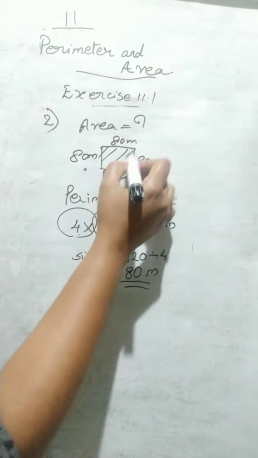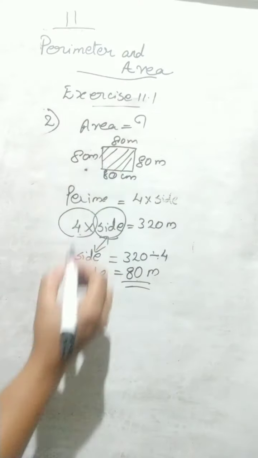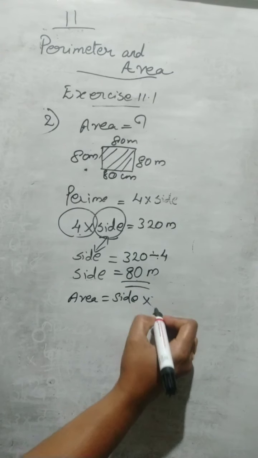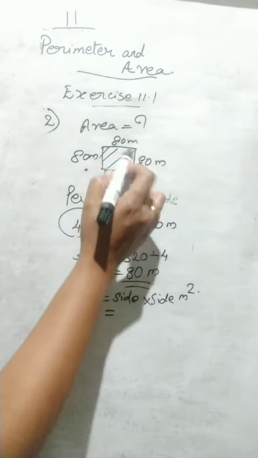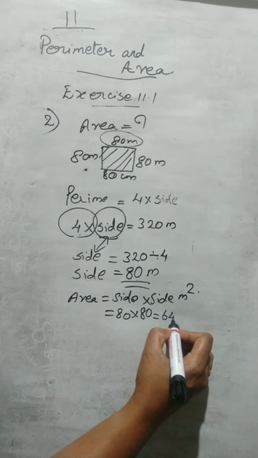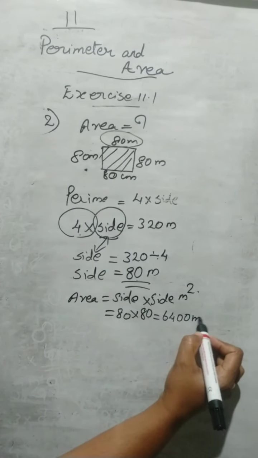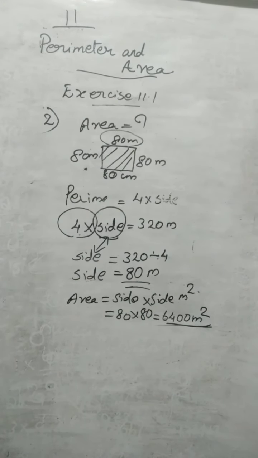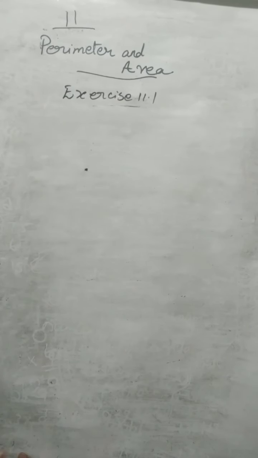So now we have to find the area of this. How can we find it? We know that area is equal to side times side, in meter squared. Here one side is equal to 80. Then 80 times 80 is 6400. 8 8s are 64, then 2 zeros are there. 6400 meter square. Okay.